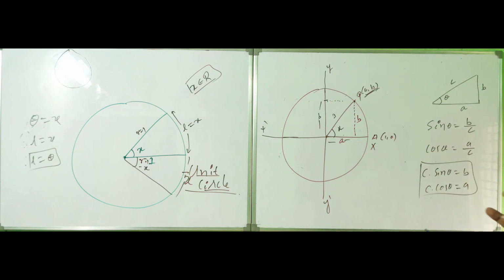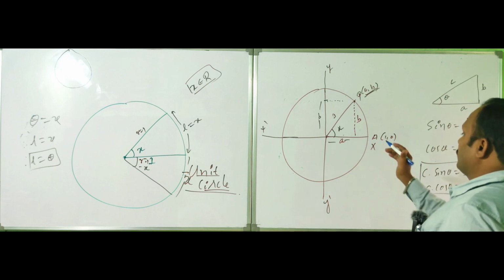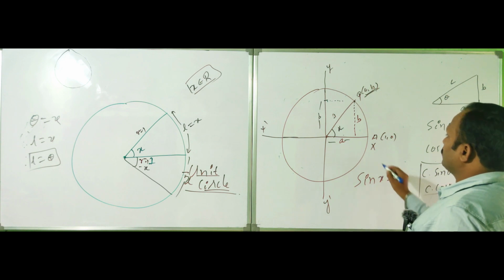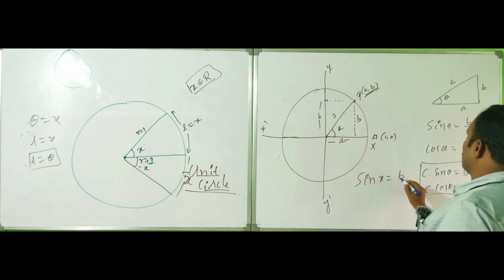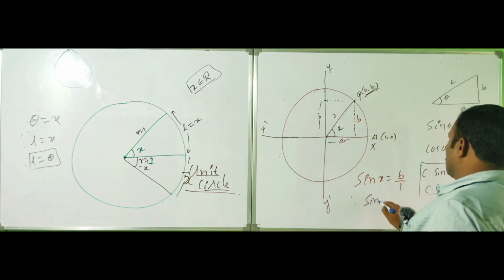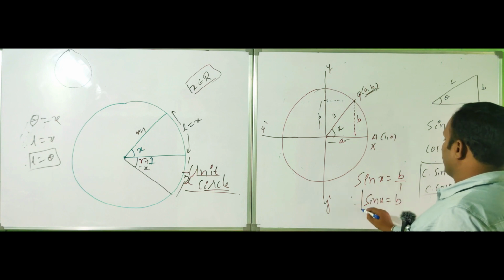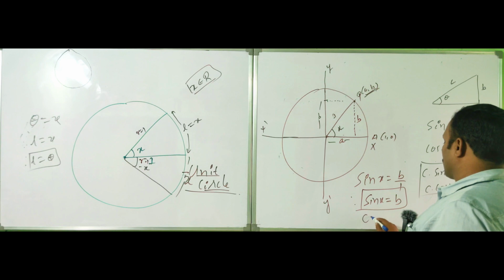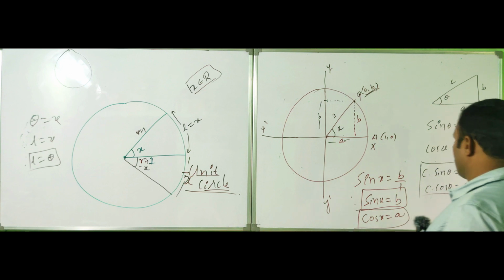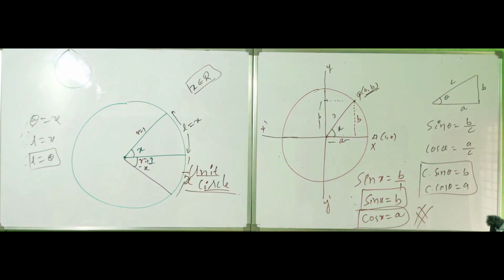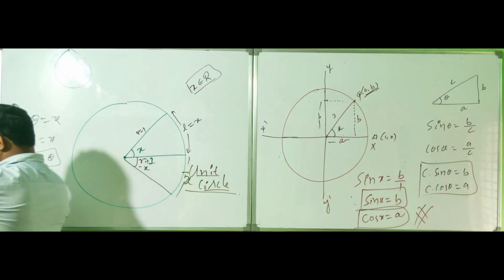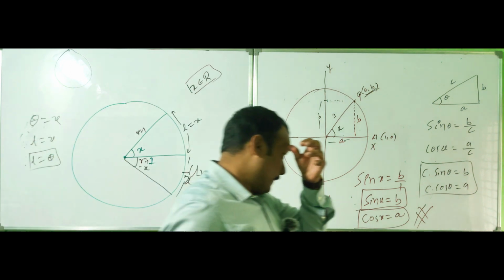Here I am going to define the sin theta, sin x. How is sin x? Sin x is equal to what? B by 1, opposite by hypotenuse. Therefore sin x is equal to B. Similarly, cos x is equal to A. These two are fundamental concepts in the trigonometry.